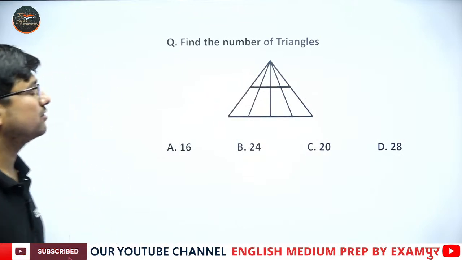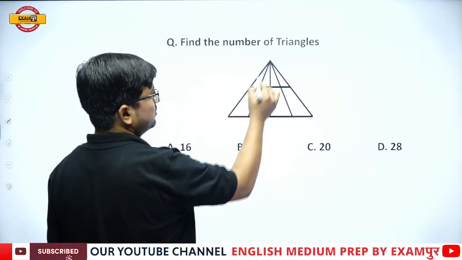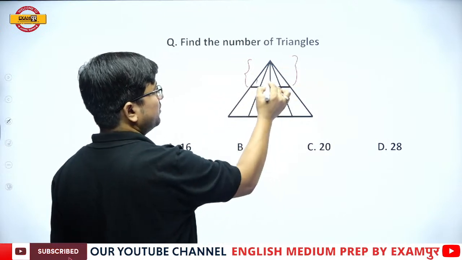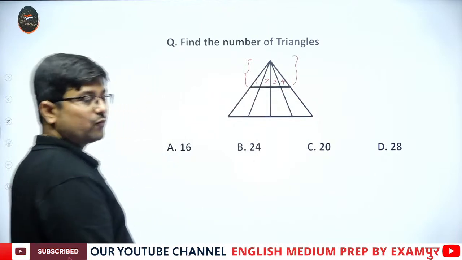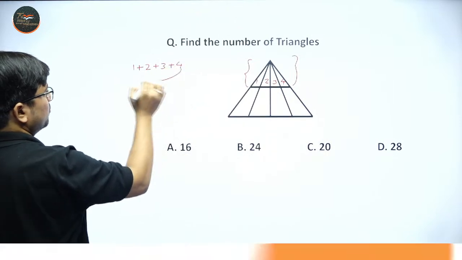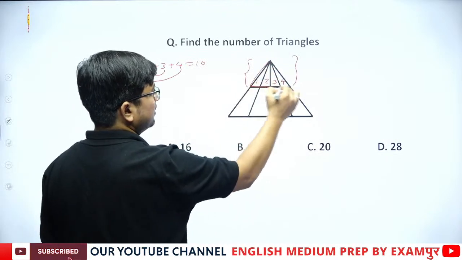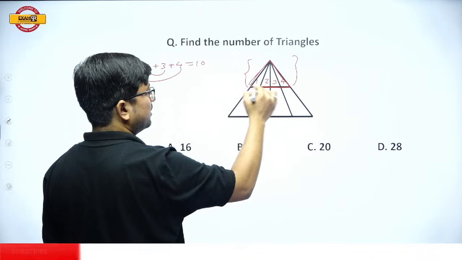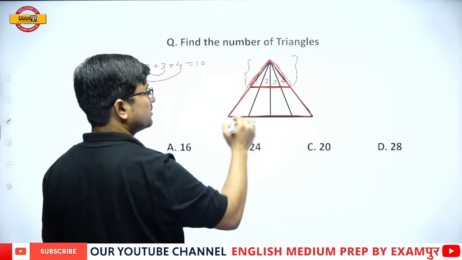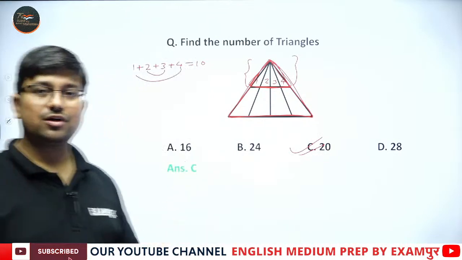Okay, now see, my dear students, listen to me. Forget this portion. Just focus on this much portion. 1, 2, 3 and 4. So just add them. 4 plus 1, 5, 3 plus 2, 5, 10. That means there are 10 triangles in this region. So there will be an equal number of triangles, 10, in this region, and again 10 in this region. So 10 plus 10 would be 20. Answer is option number C, 20.